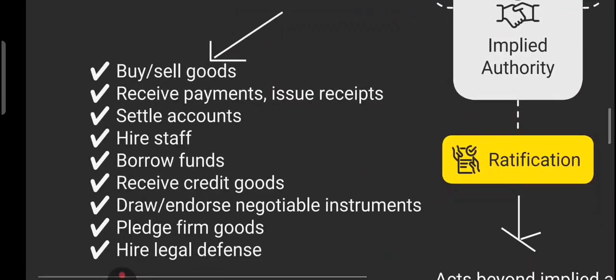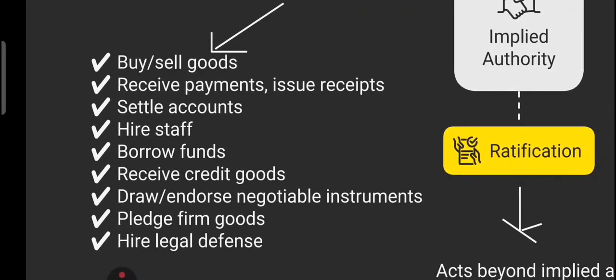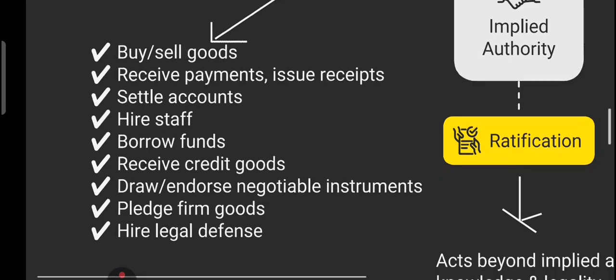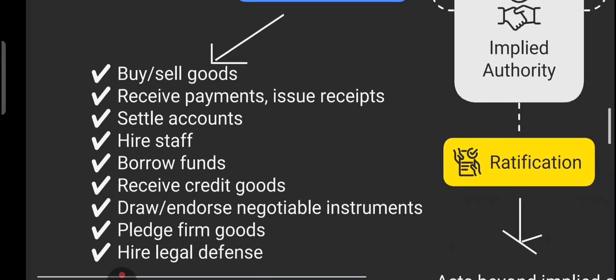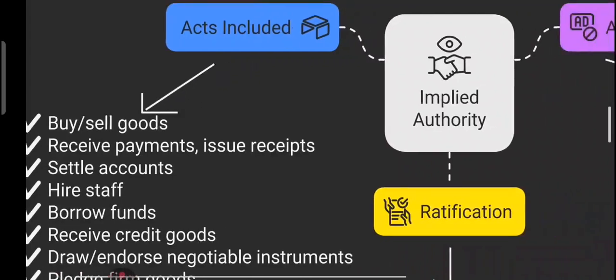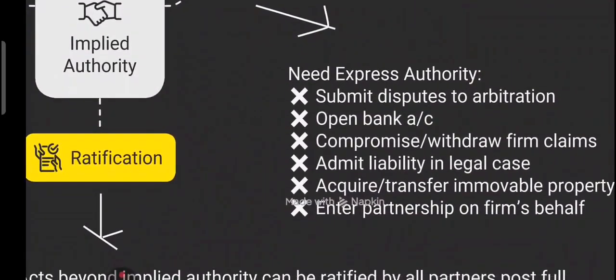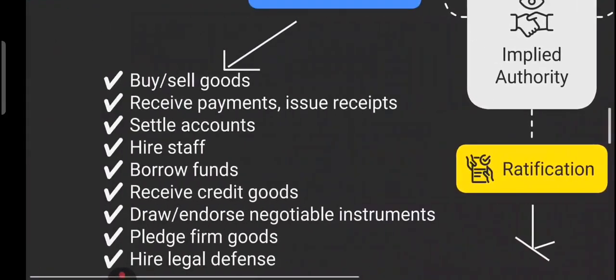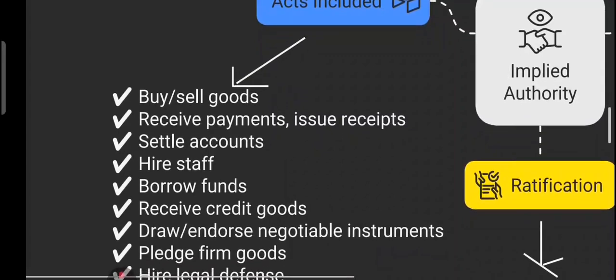So they can buy and sell goods for the business, they can receive payment and give receipt, they can settle business accounts, they can hire staff or borrow money, they can receive loans or credit, they can sign or endorse negotiable instruments like cheques, they can pledge firm goods as security, they can even hire a lawyer for legal defense. So all of these are allowed as a part of running the firm's regular business. So these are included. But what things can't they do? Right, some activities need a special approval from all partners. So let's look at what is not covered under the implied authority. The things which we have discussed on the left side are covered under the implied authority.